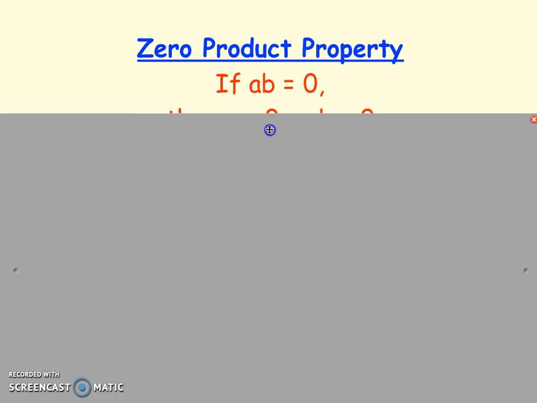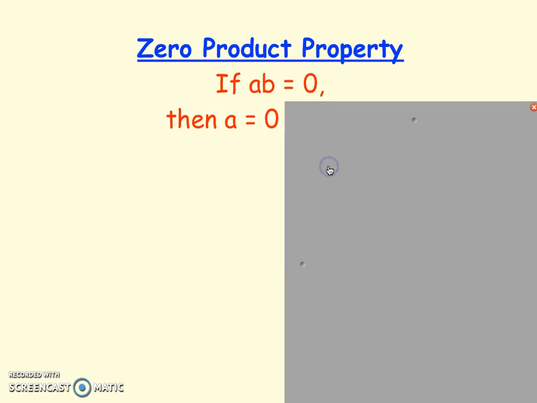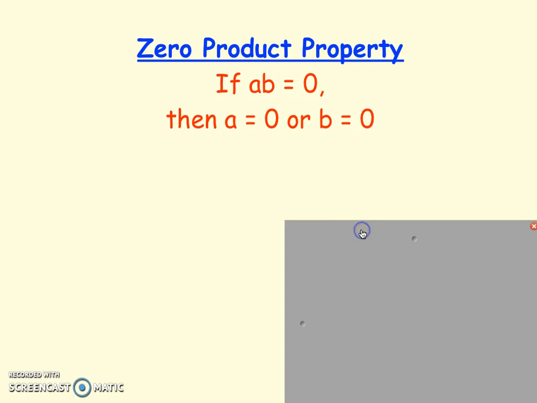The first thing we need to talk about is the zero product property. Just take a second and think of two numbers that multiply to give 0. Any two numbers. Let's say we've got A and B. For every combination you can think of, one of those numbers has to be 0. So either A equals 0 or B equals 0.